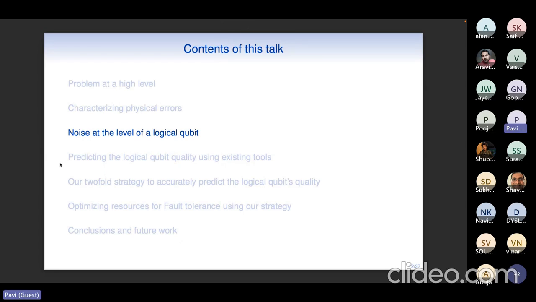Okay, so we looked at physical error processes, and what is it that we want from these physical error processes? We want a figure of merit that can predict the logical error. Now, we kept saying logical error rate. Let's now look at what we mean by logical error.